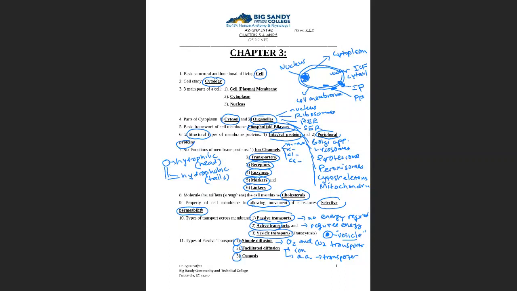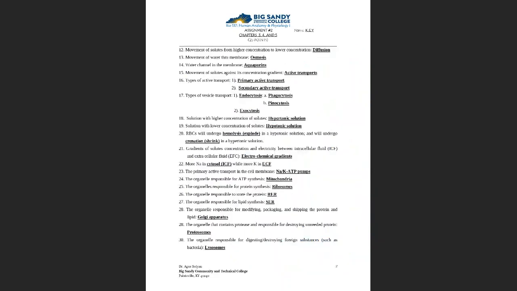And the last one is osmosis, and this is the movement of water. Water crossing the membrane is called osmosis. It is also a type of passive transport, no energy required. The movement of solute from higher concentration to lower concentration, so no energy required, is called diffusion. So this is part of passive transport.